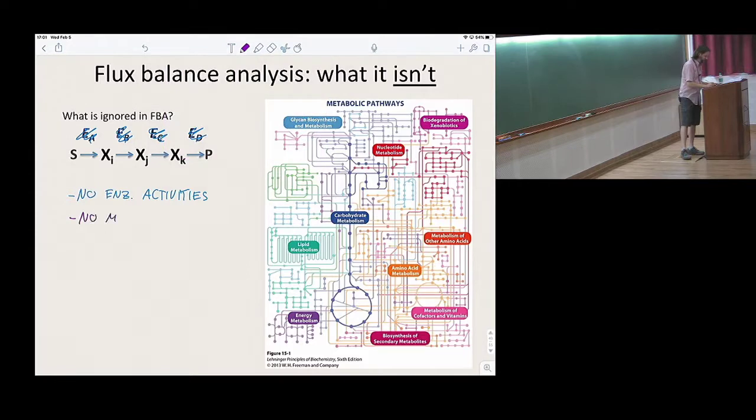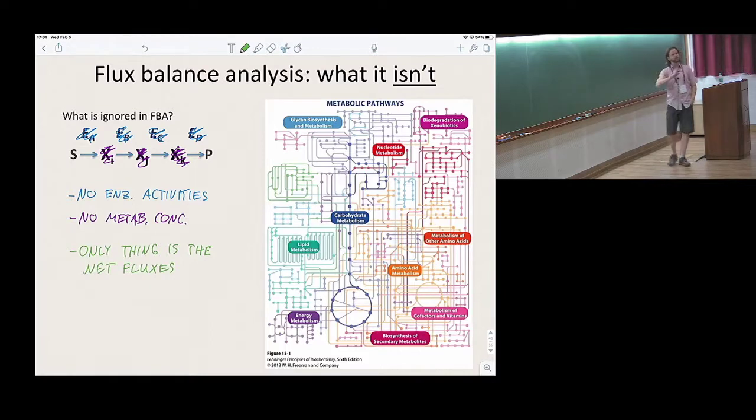Also, there are no metabolite concentrations. What's left? What's the one thing I haven't crossed off? The fluxes. So this only considers the flows. Only. Does that make sense? All we're concerned about here are the flow rates, right?